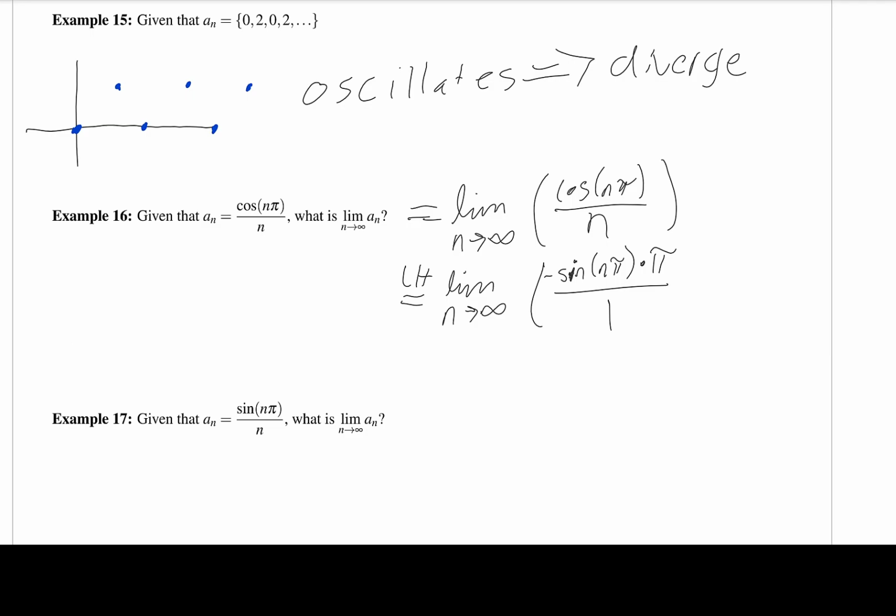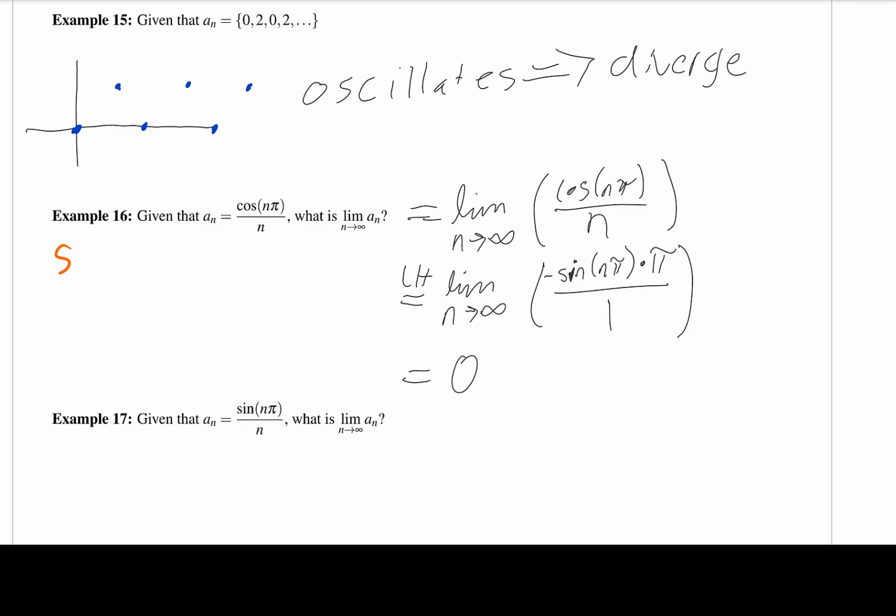So think about this. What's going to be inside here? N times pi. That's going to be like 1 pi, 2 pi, 3 pi, 4 pi. Well, taking sine of all of these is going to give us 0. So we'll always have negative 0 times pi, which is 0. So this is always going to be 0 over 1. So this is just 0. So that's one way to think about it, using L'Hopital's rule, which is very strong and it's often like a fix-all for us.